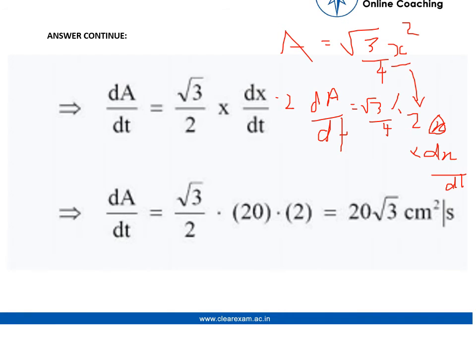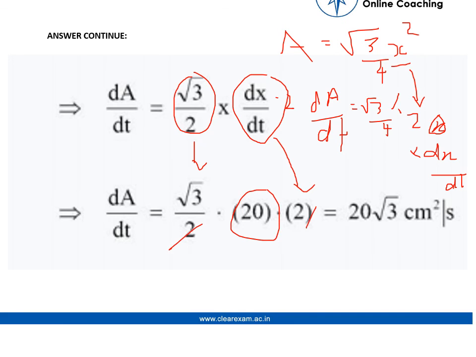So solving this equation, root 3 upon 2 is as it is. The side is increasing at the rate of 2, and we are given the side of the triangle to increase, which is 20 centimeters. So on multiplying these, we get the answer as 20 root 3 centimeters per second square.